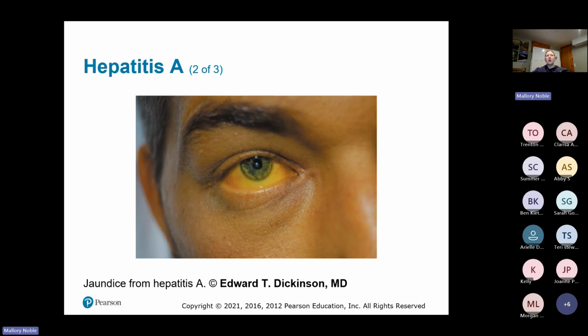So hepatitis A is spread through the fecal-oral route. There's not a specific treatment of this. We can prevent it through proper food preparation, good hand hygiene, and there is a vaccination for this as well.